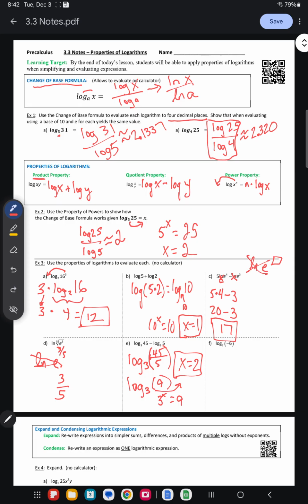All right, one more example here. We have a negative in parentheses, so we have to be careful because a negative in the parentheses means this is undefined. Okay, because in general, our domain is x is greater than 0, and in this case, x is less than 0. So this is an undefined domain.